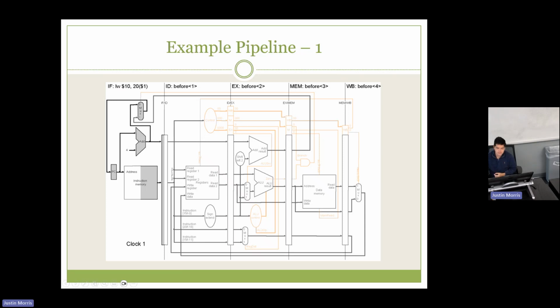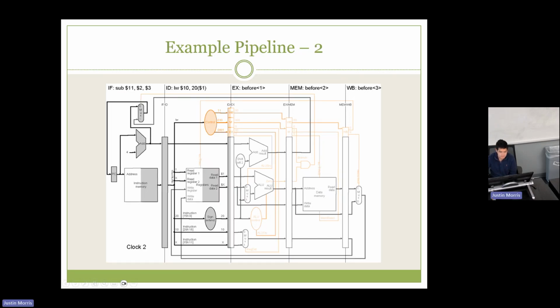So this is the single cycle diagram for the first clock cycle, right? I just fetched the first instruction. And all of my other stages are just empty. Second clock cycle. The load word moves into decode. I fetch the subtract.